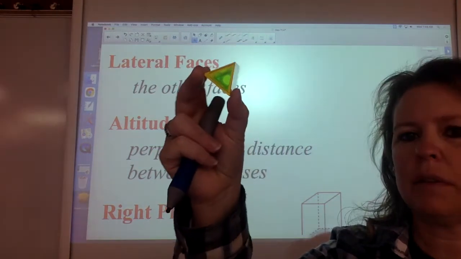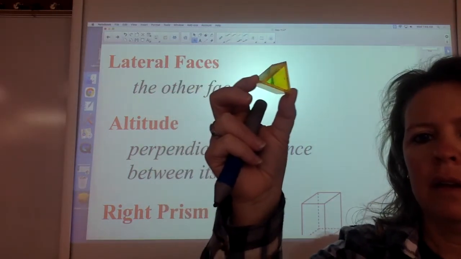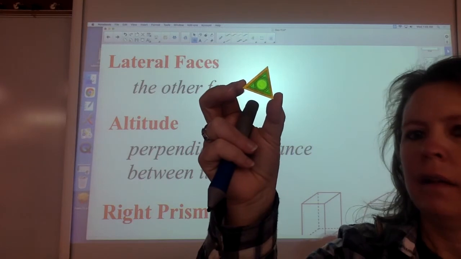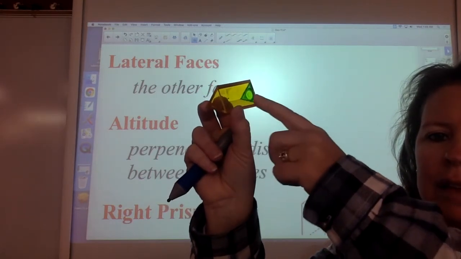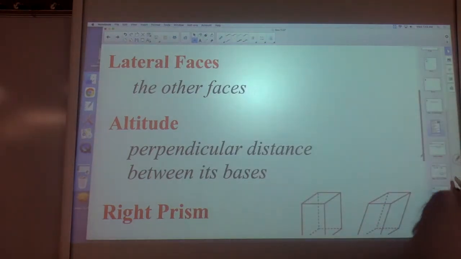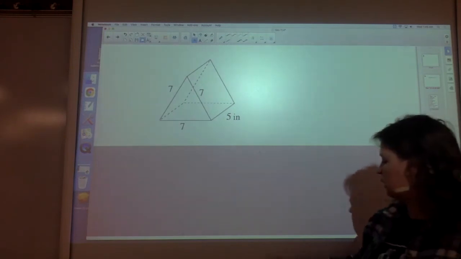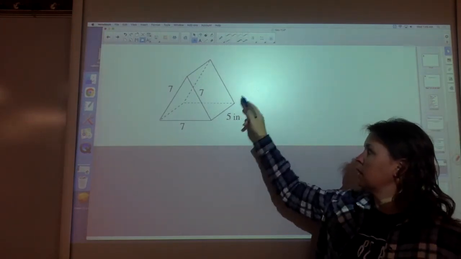If you're looking at your prism this way, the height is actually what you might want to call the length. It's the distance between the two. So if you look at this diagram, this is your altitude. This is the height between the two of them.